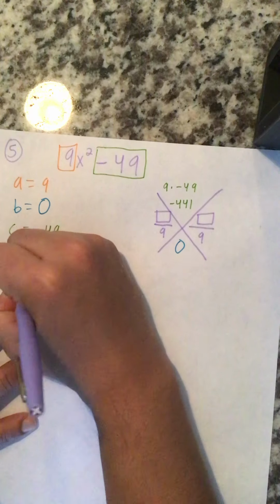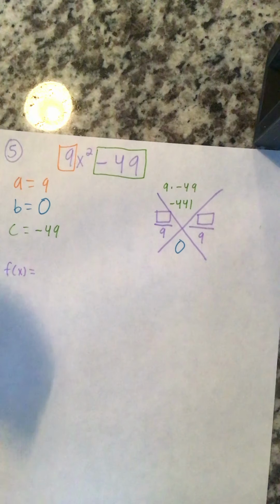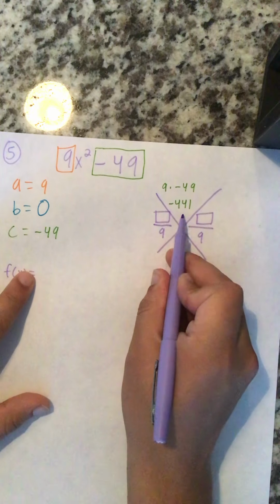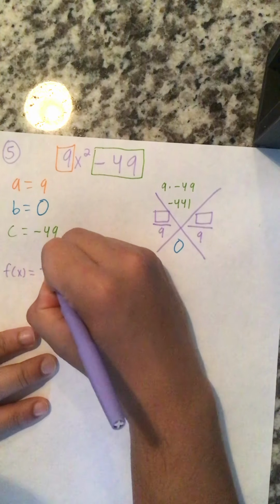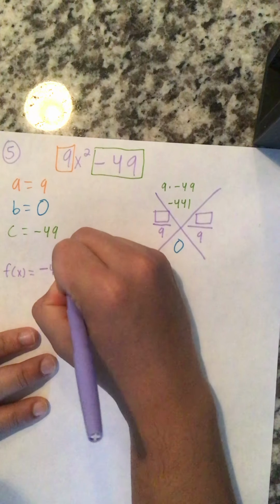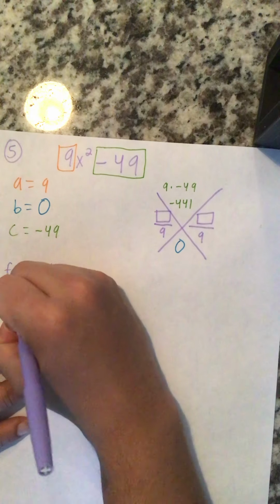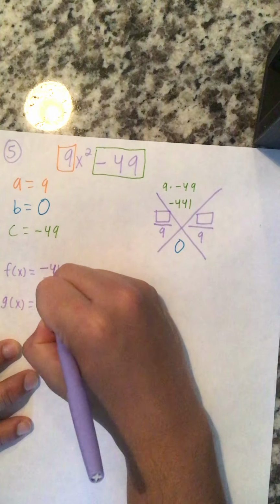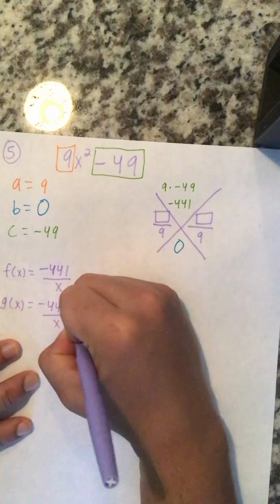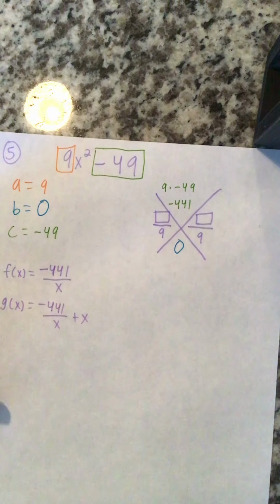So f of x equals, remember, a times c over x. So I take this, put it over x. So negative 441 over x, which means g of x is just negative 441 over x plus x. Okay, that's it.